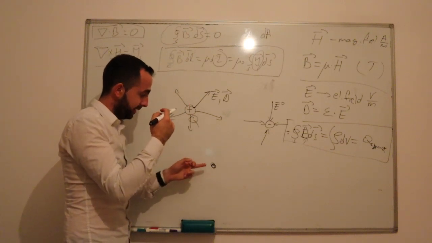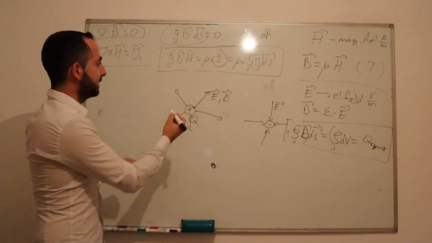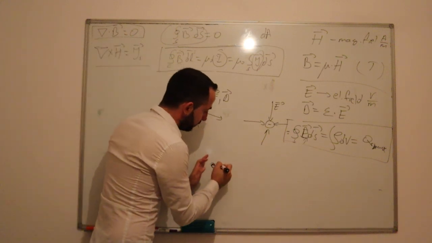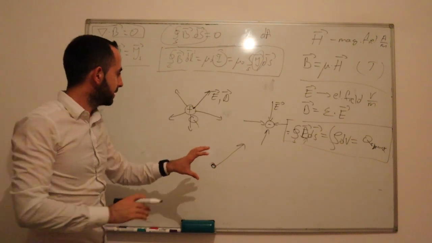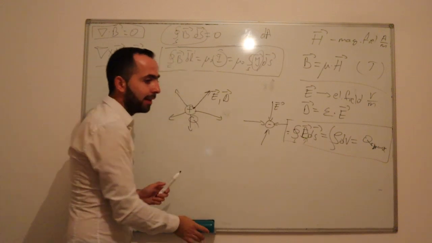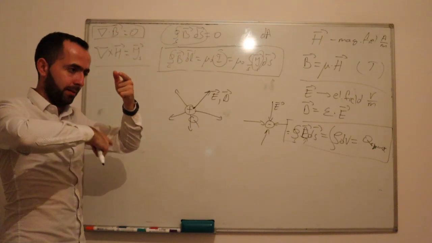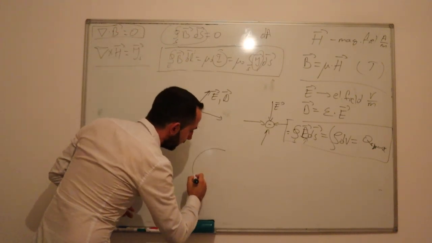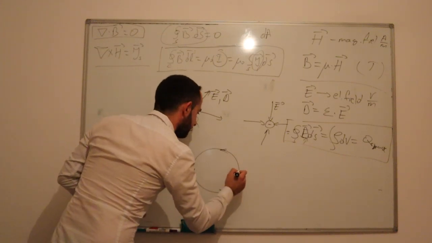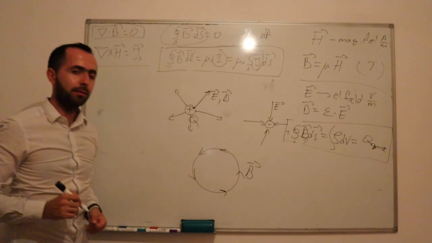So this means it doesn't have a source. It means it doesn't have a beginning or end. It doesn't have a beginning from some volume, from some scalar source. So what does it mean? It means this magnetic field is closed, it makes a circle. Its lines are closed inside itself.